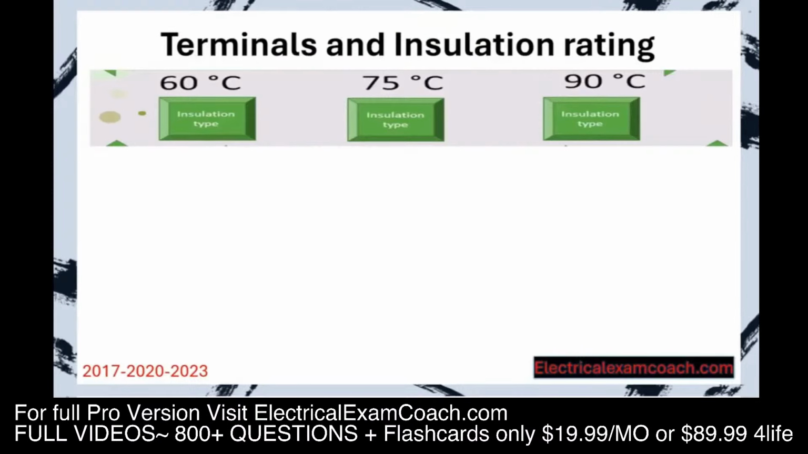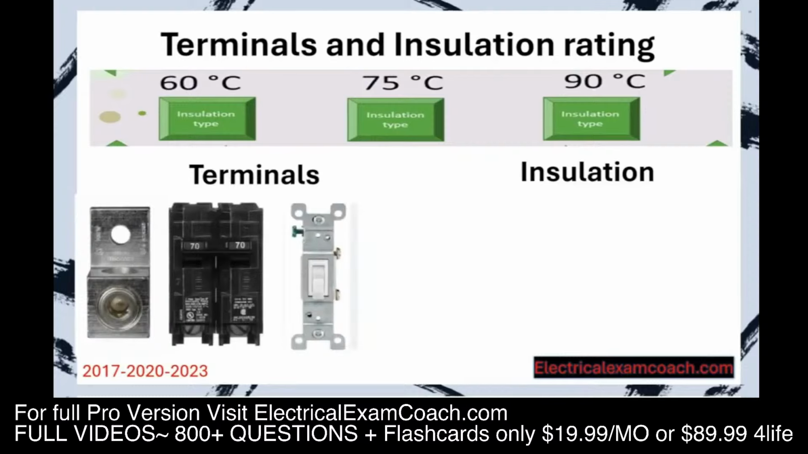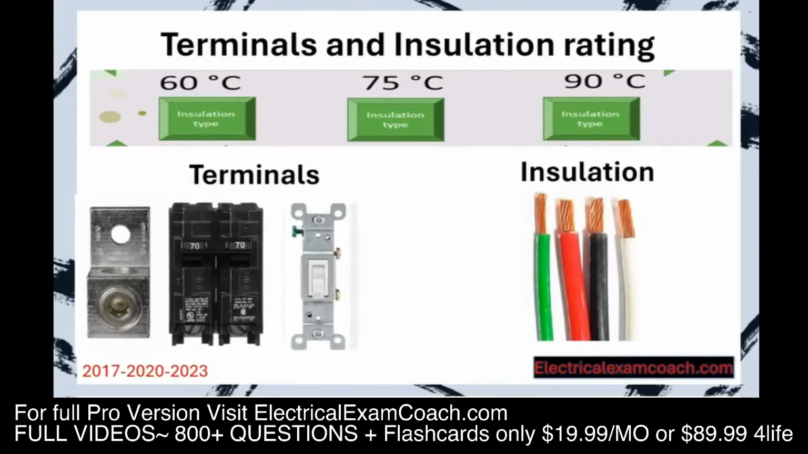Now let's learn about terminals and insulation rating. And that's where these 60, 75, and 90-degree C columns come into play. Whether we're dealing with terminals or insulation around the wire, each one of them can only handle so much heat safely. Whether it's a lug or a breaker or a switch or the insulation around the wire, they're all rated for specific temperatures. I'll give you a little heads up. Out in the field, all of these are almost 99% of the time rated for 75 degrees C.